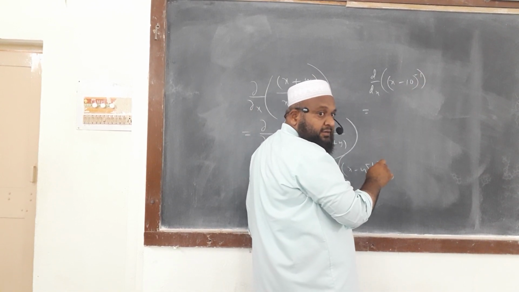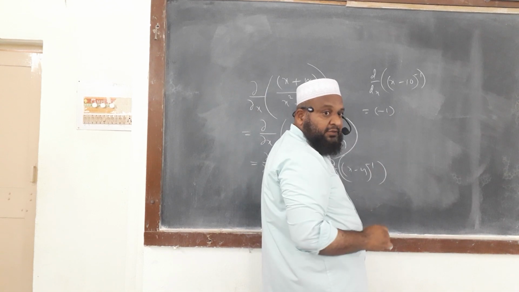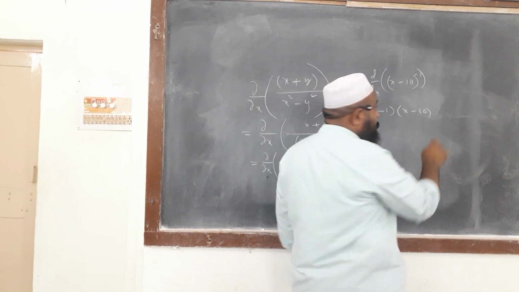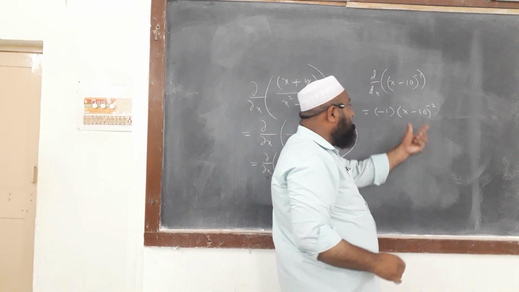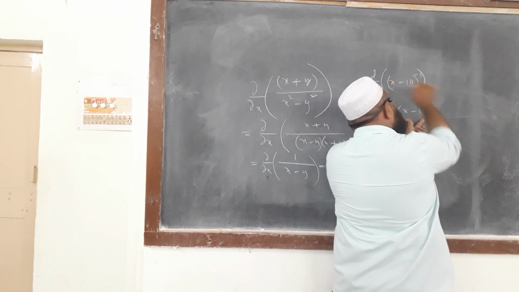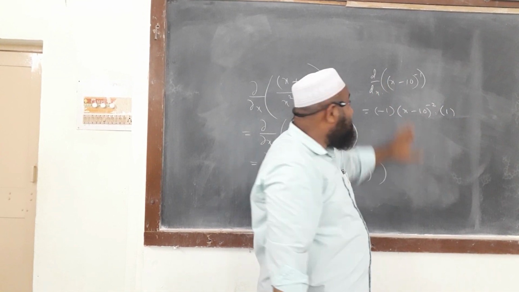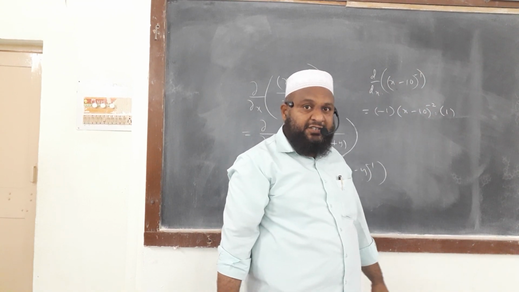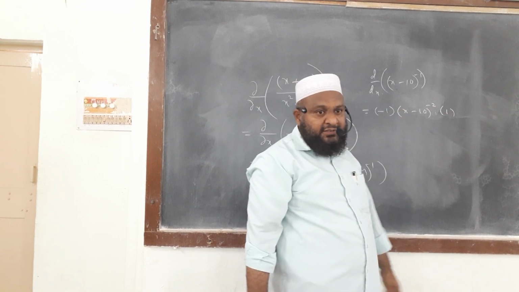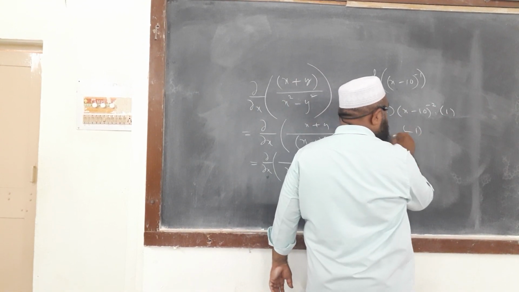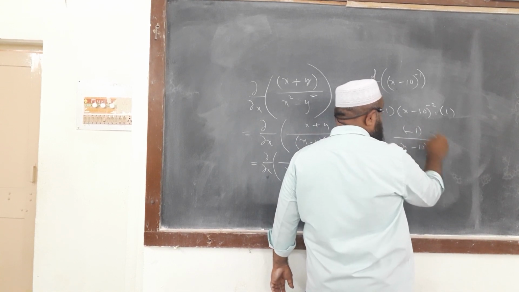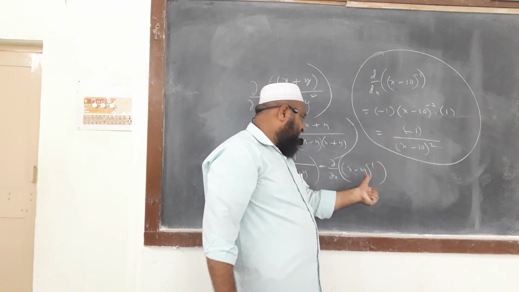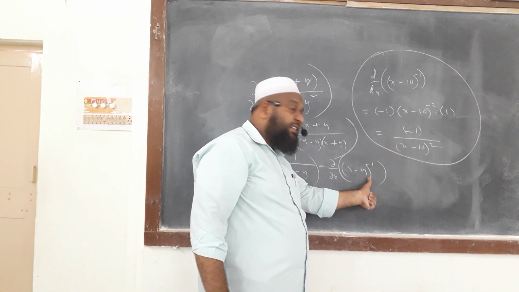What it will be? Minus 1 into x minus 10 whole power minus 2 into derivative of x minus 10 with respect to x, that is 1. It is like something power minus 1, that something we have dealt. Again we have done the differentiation for this x minus 10 with respect to x, it is 1. Now you can write in another step minus 1 by x minus 10 whole square. Once you know this, the concept is exactly same here because it is in x, y is treated constant.